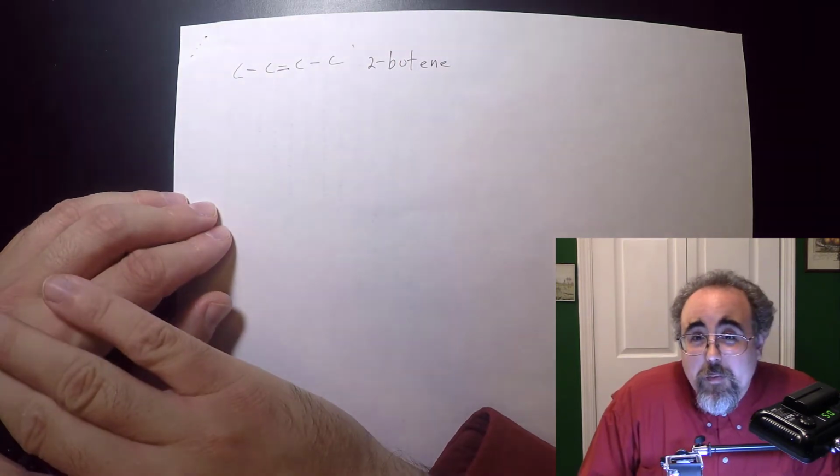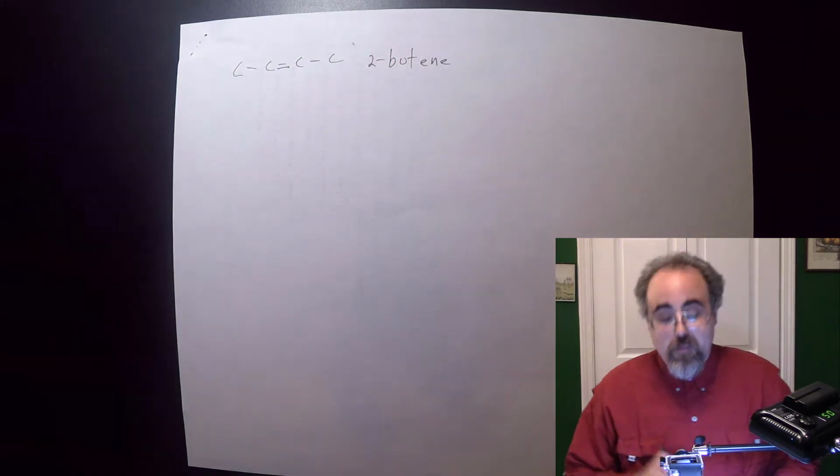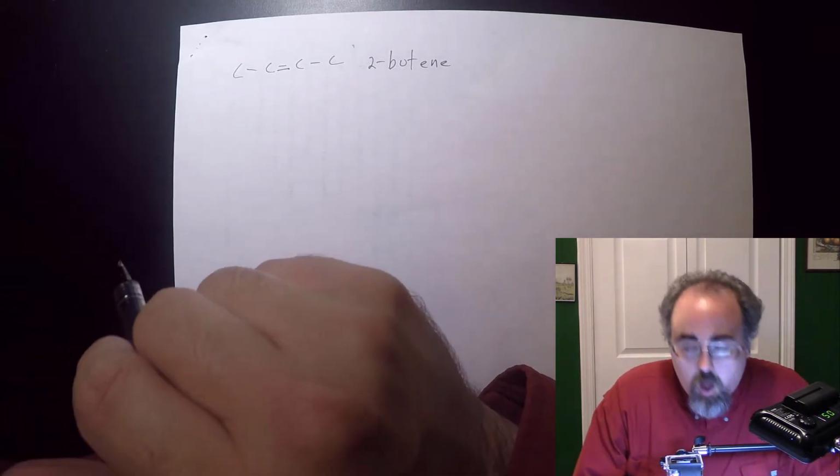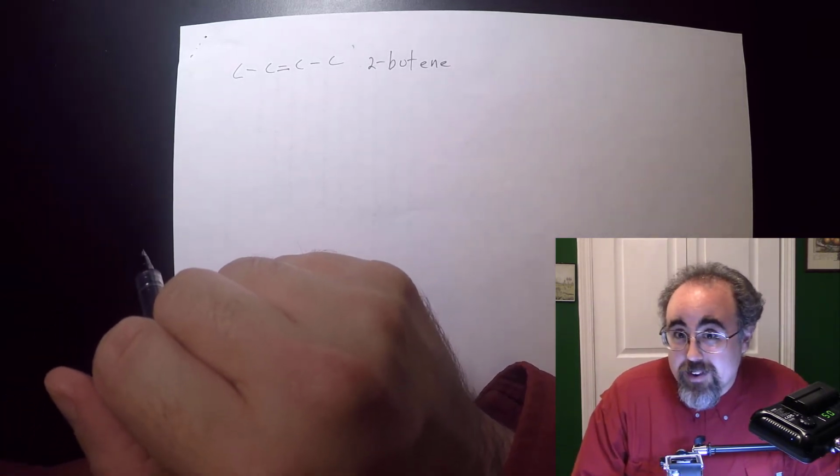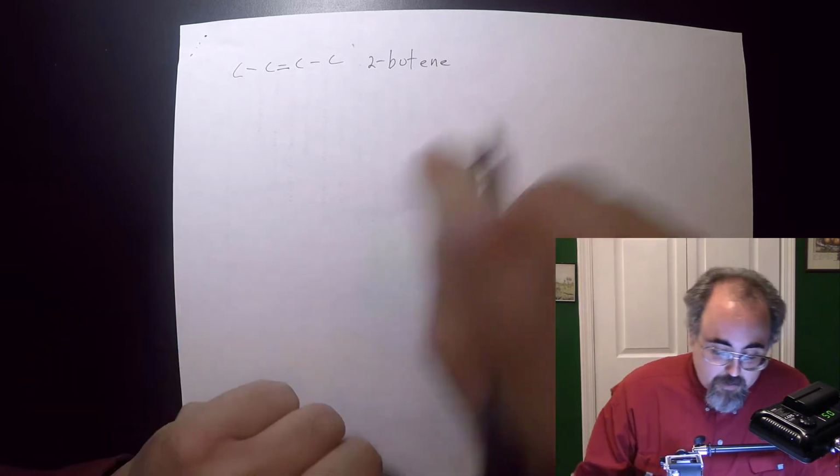Okay, actually I have to draw the double bond, don't I? Okay, I'm going to put it in the middle, and this is going to be 2-butene. But there are two 2-butenes. Like, what? How? Well, let's look at the hydrogens.